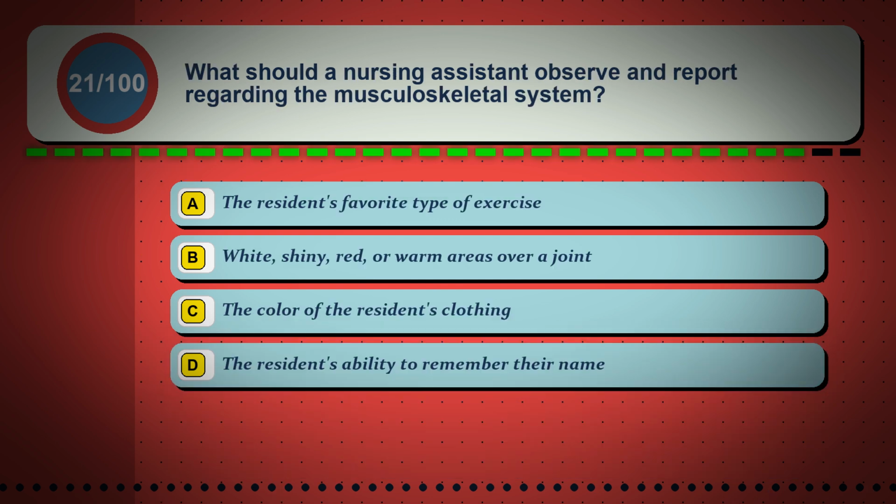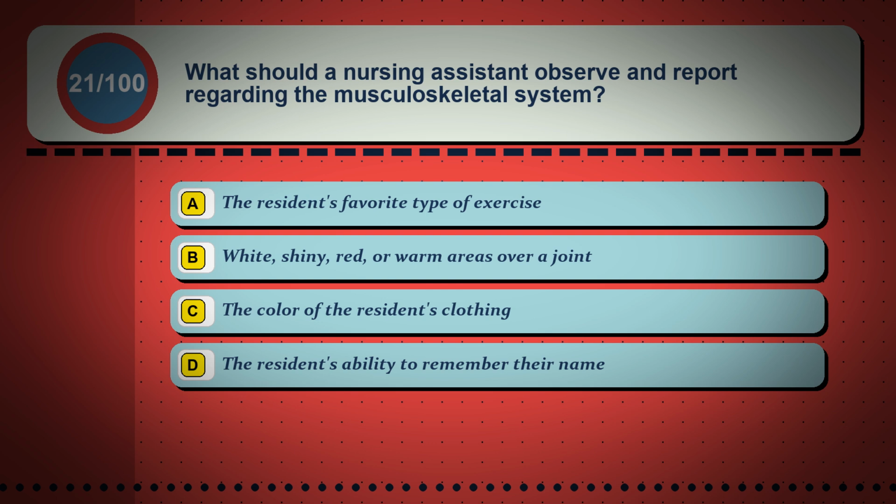Question 21. What should a nursing assistant observe and report regarding the musculoskeletal system? Option A. The resident's favorite type of exercise. Option B. White, shiny, red, or warm areas over a joint. Option C. The color of the resident's clothing. Option D. The resident's ability to remember their name.